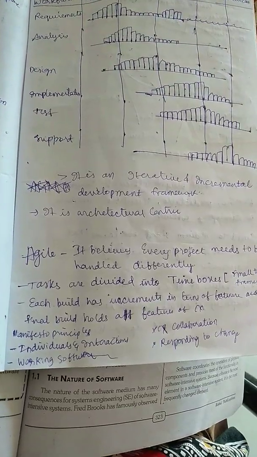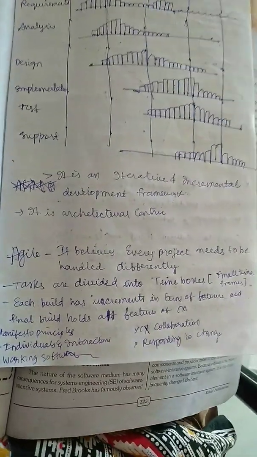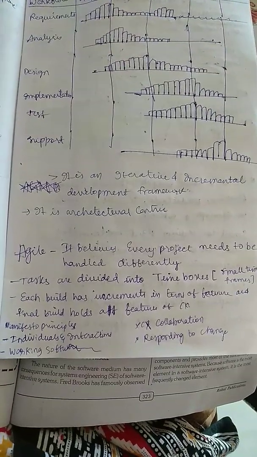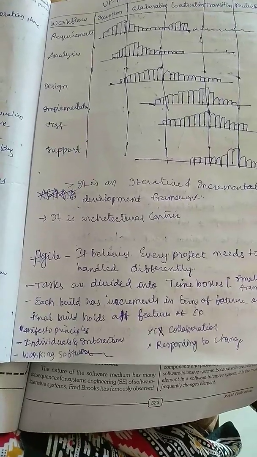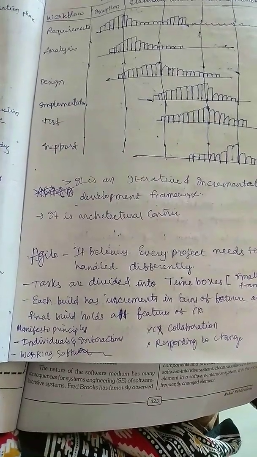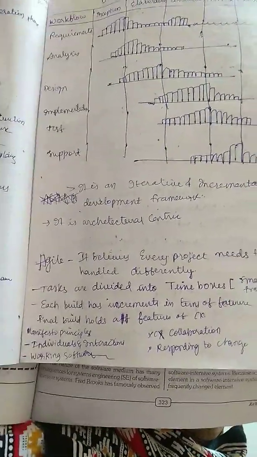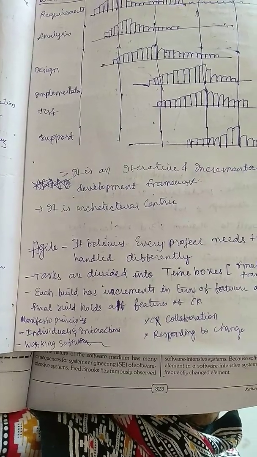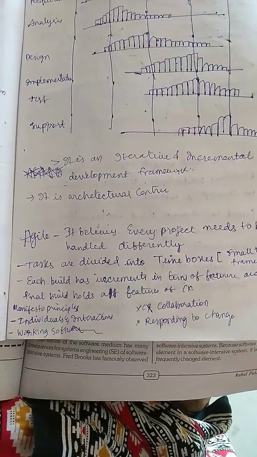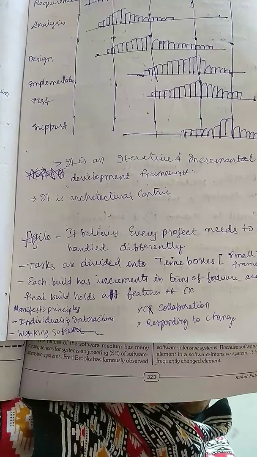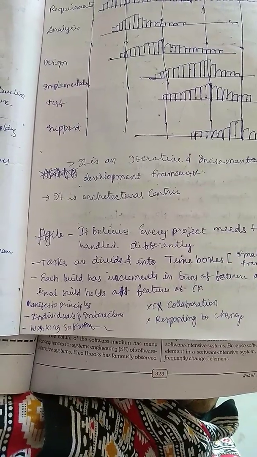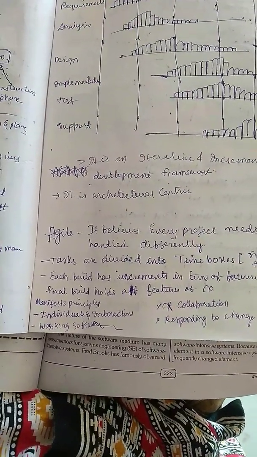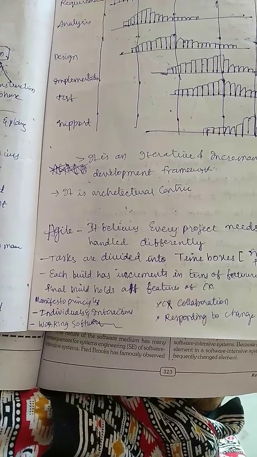Okay. Tasks are divided into time boxes. Time boxes are also known as small time frames. Like in this time frame, you have to do this. In this time frame, you have to do modeling. In this time frame, you have to do planning. Like in some small tiny time boxes, they'll do the tasks. Each build has increments in terms of features, and the final build holds all features of the customer. What is the final product? The final product must be customer satisfaction. Okay, so we have to hold all the features of the customer.